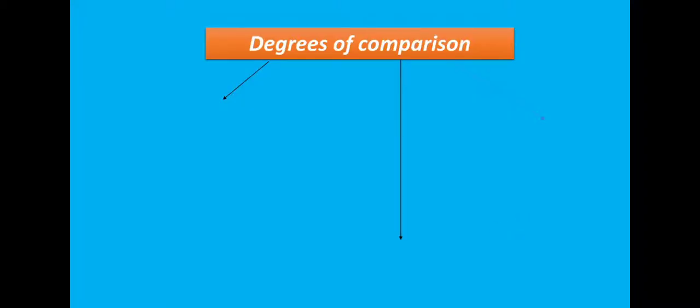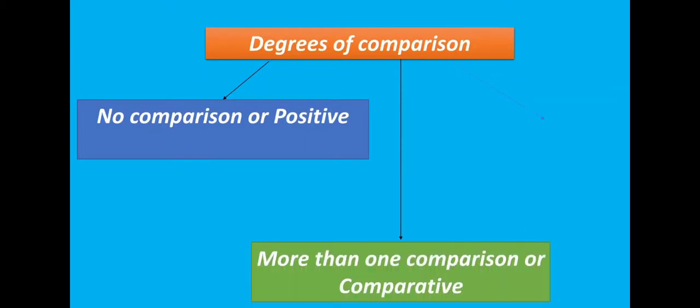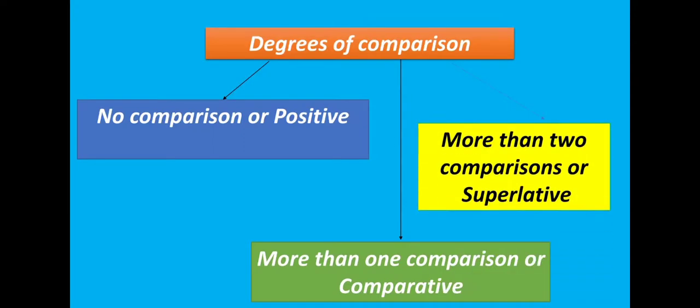Now, there are three types of comparison or three degrees of comparison, namely no comparison, also known as positive; more than one comparison, also known as comparative; and more than two comparisons, also known as superlative.